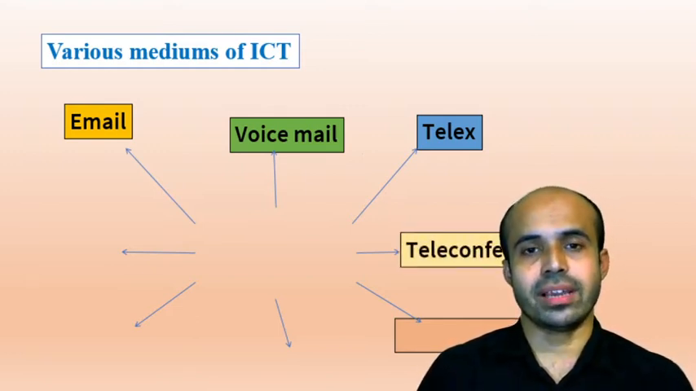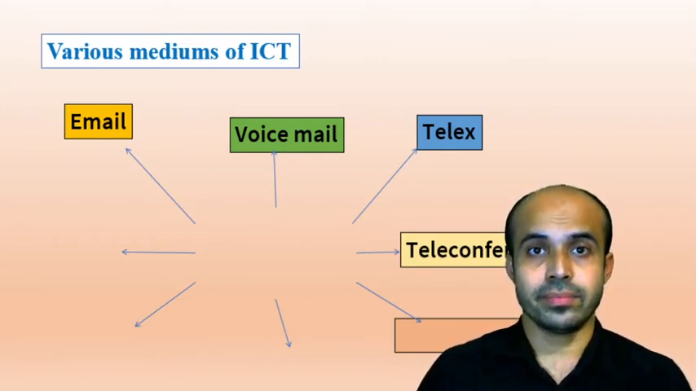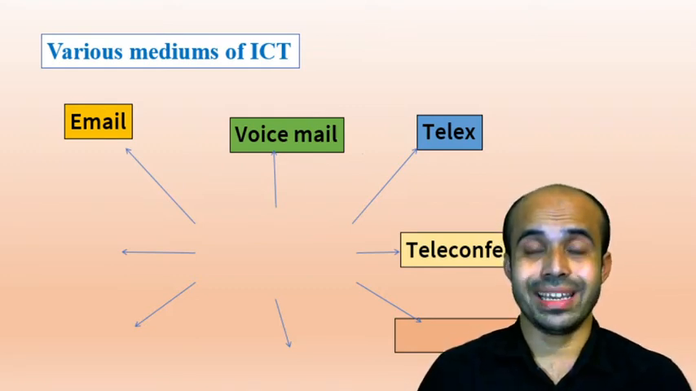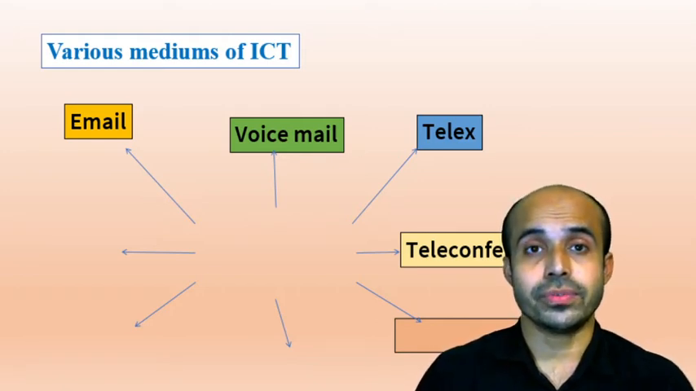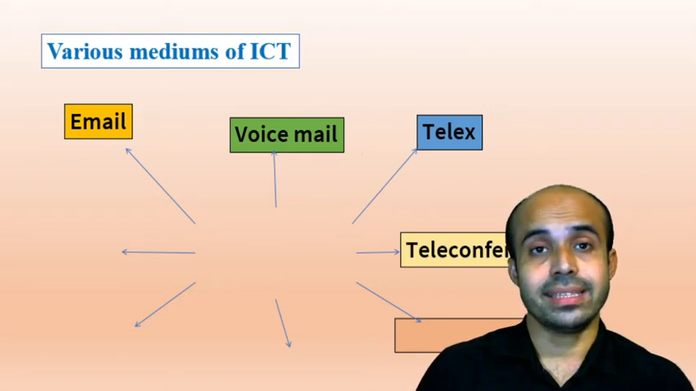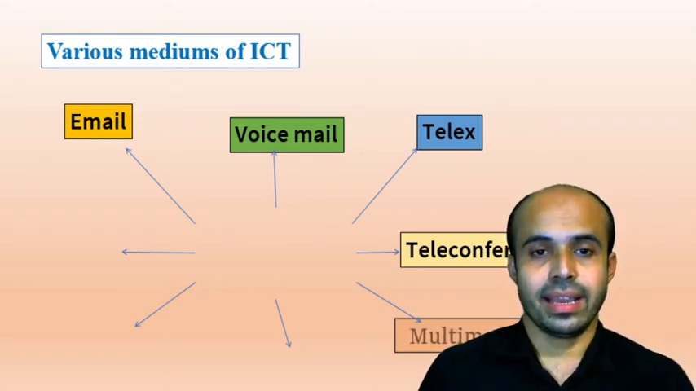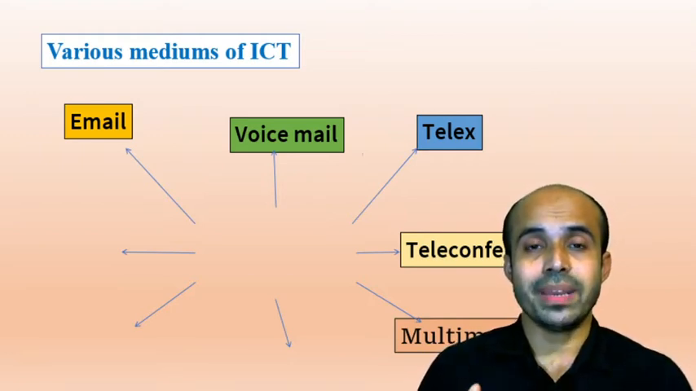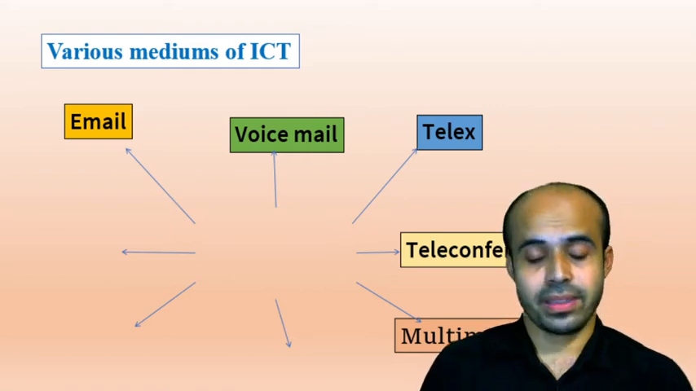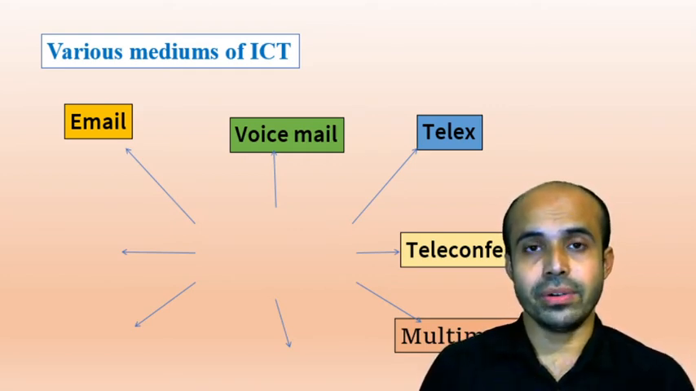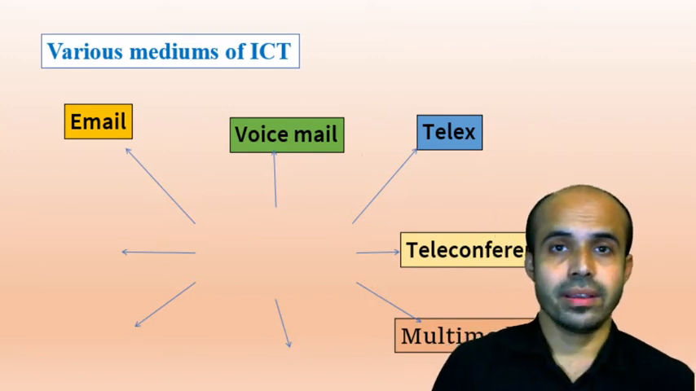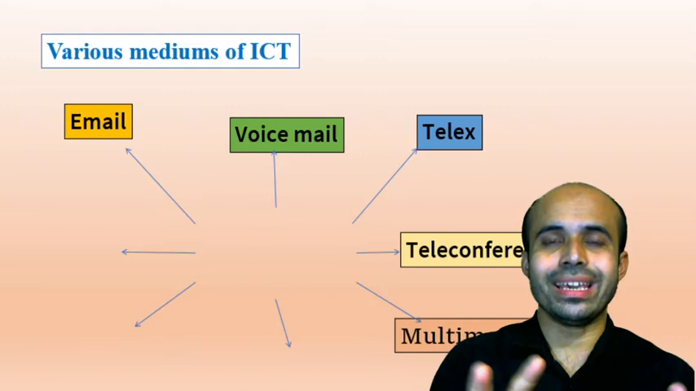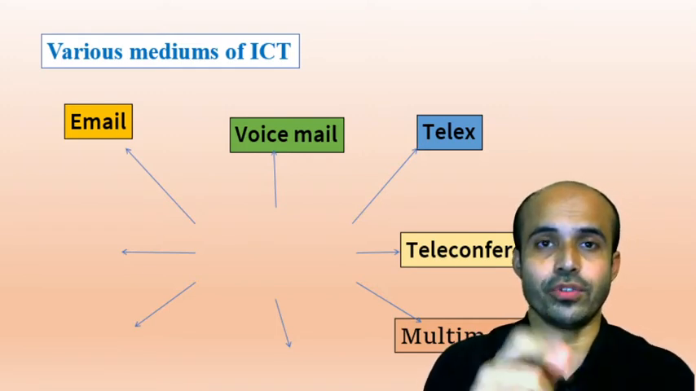Teleconferencing. You know that teleconferencing means sitting far away and having a conversation. It can be visual, it can be audio. So teleconferencing is divided into two: one is audio conferencing, another is video conferencing. And then multimedia. Multimedia is a combination of all media. What are all the media? Graphics, audio, video, animation, so many media. When we use them for content, that content will be multimedia content.